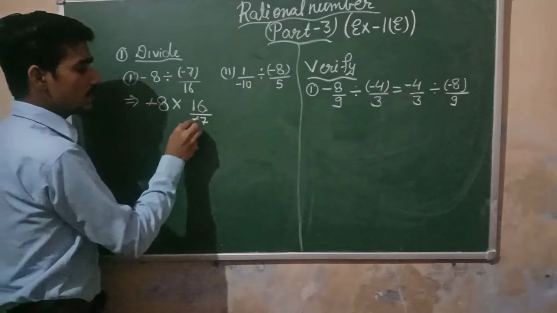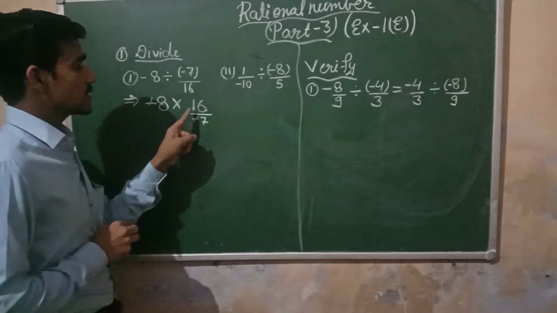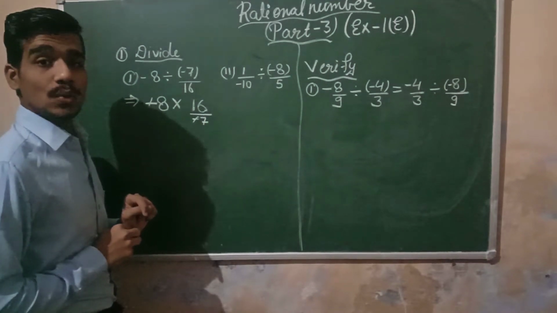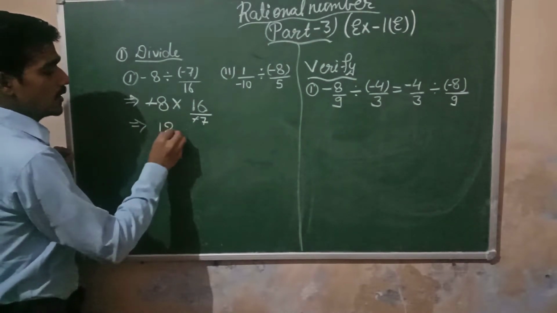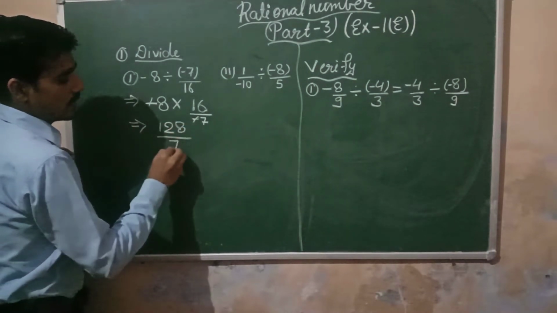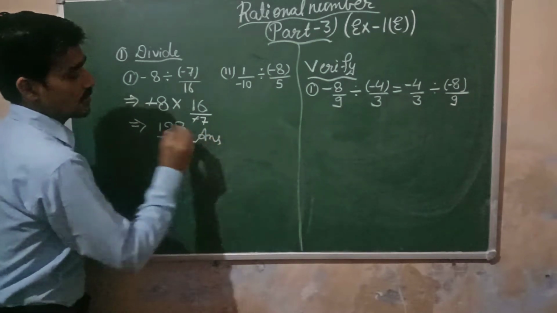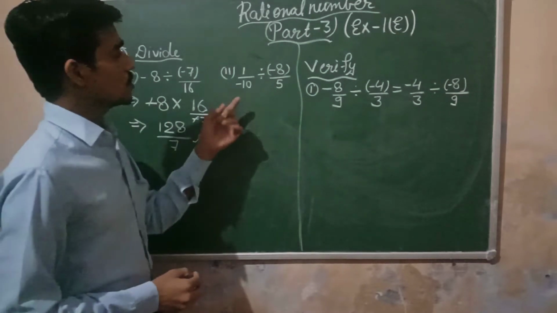Minus minus cancel and multiply. 16 times 8 is 128. 128 upon 7. This is your answer. Clear, student? And next question.